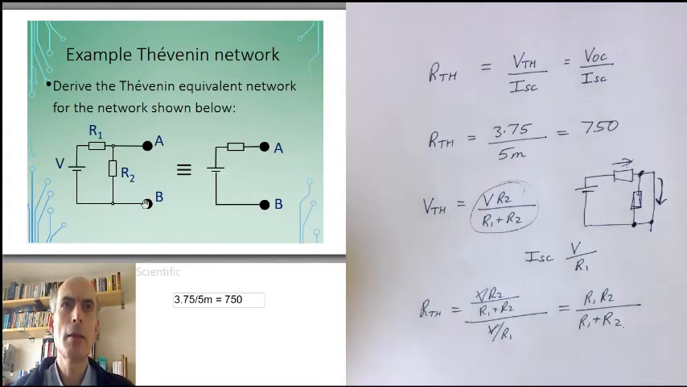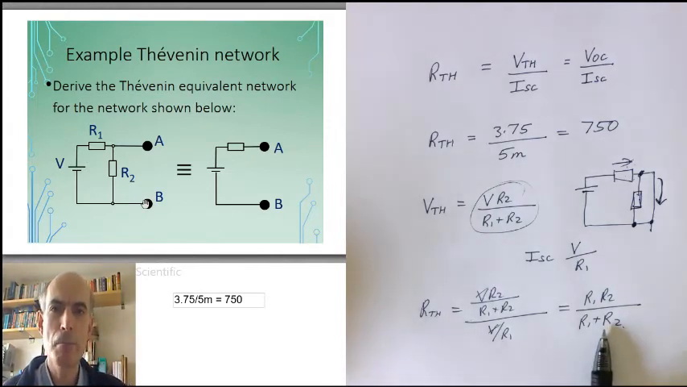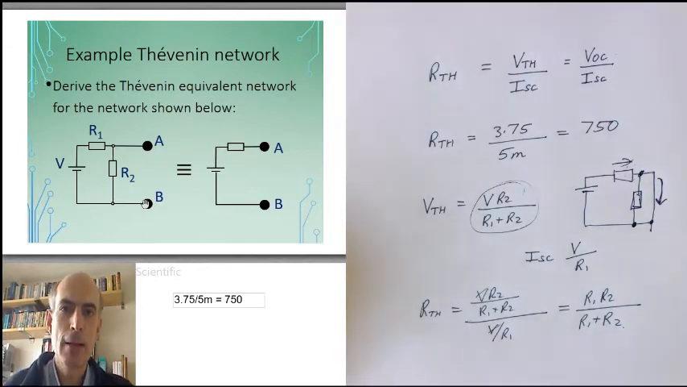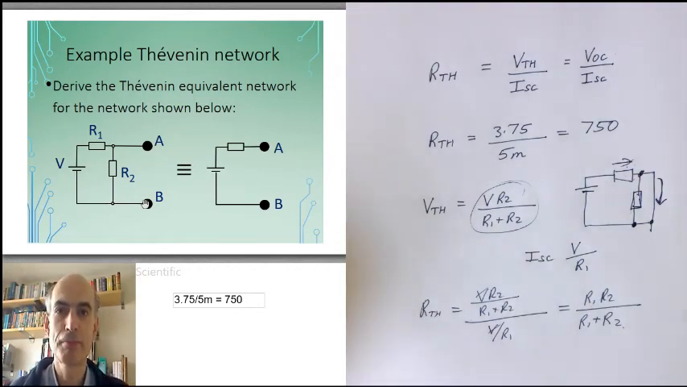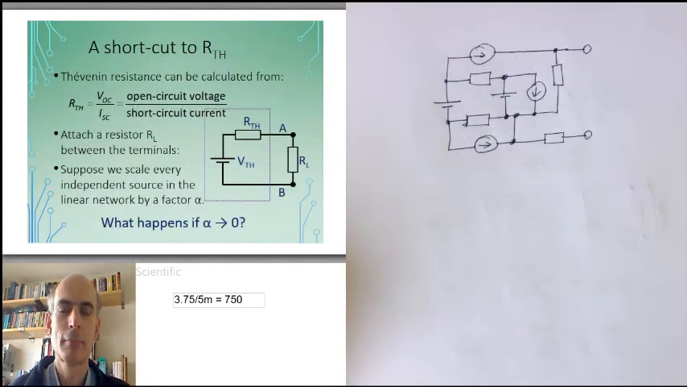Now, you might recognize that formula. That is the formula for the total resistance of two resistors in parallel. Is that a coincidence? No, it's not. And it gives a hint to a shortcut that we can often use to work out the Thevenin resistance of these networks.